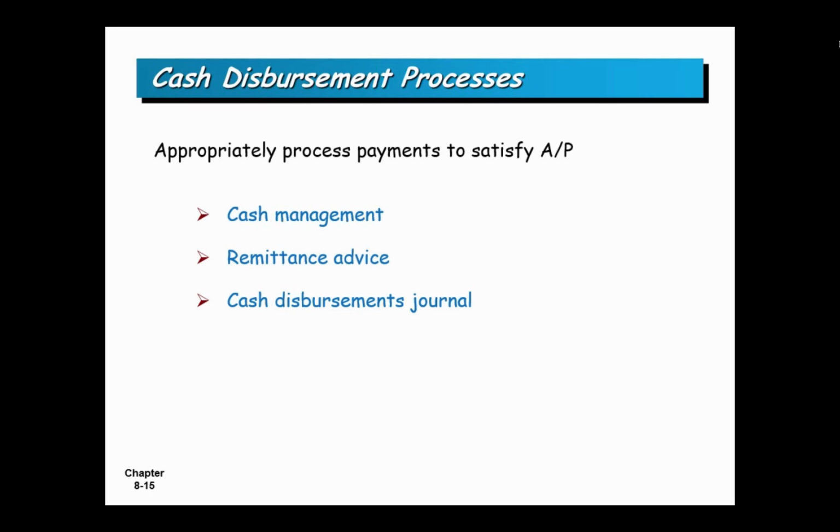So you're going to have cash management, remittance advices for your payments, and cash disbursement journals. The remittance advice is the turnaround document. You get the bill from the vendor, you write them a check, and you send the remittance advice back to them with the check saying, I'm paying this invoice. You see it all the time.